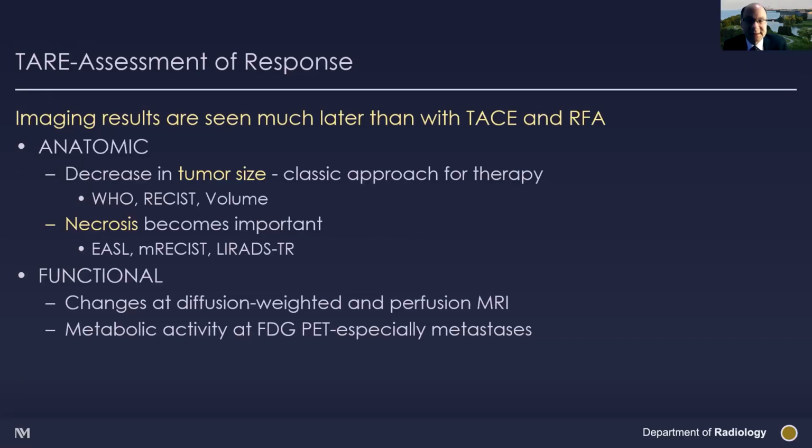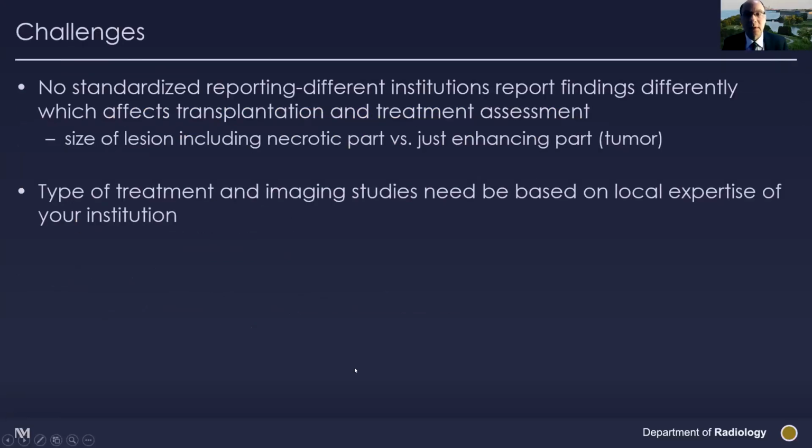And there are different ways to assess therapy. You can look at a decrease in tumor size, which is the classic approach for therapy, whether it's WHO, RECIST, or volume. But I want to emphasize that necrosis becomes a lot more important to assess. And that is assessed using EASL, MRECIST, and LI-RADS treatment response criteria. And as I'll try and show you, I find diffusion-weighted imaging helpful. Other places also may do perfusion MR, and also PET scan can be helpful, especially in the setting of metastases.